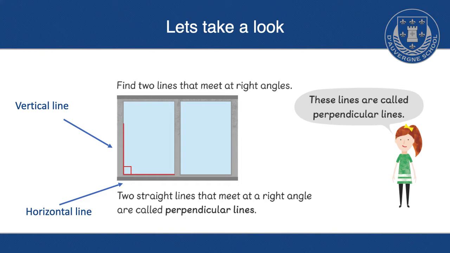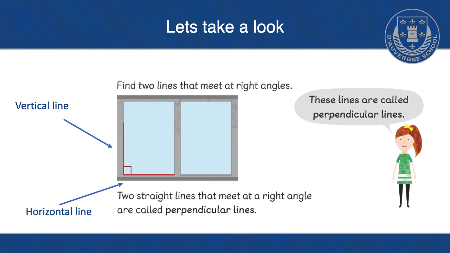When these two lines meet, they make a right angle, and a right angle is, as you can see, that square, that box that's in the corner, and we say this is a 90 degree angle. When these two lines meet, they're not always vertical and horizontal, but a lot of the time they are. We say they are perpendicular lines, and they meet and they make a right angle. And you can visualise a right angle by making sure it creates a perfect square.